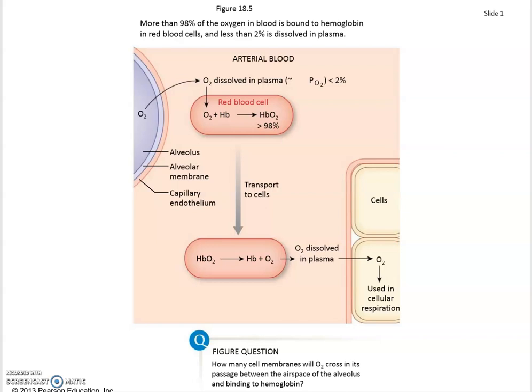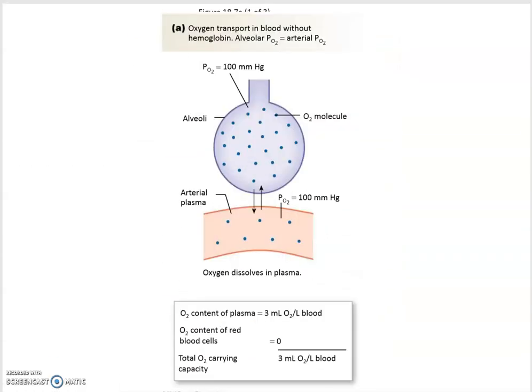Here we have the same slide as before. Again, over 98% of oxygen that diffused from the alveoli of the lungs into the blood is bound to hemoglobin. Then as we go into the tissues, the oxygen will dissociate and, by concentration gradient, diffuse into the tissues. And just in case you're still not convinced, here is another way of looking at this.